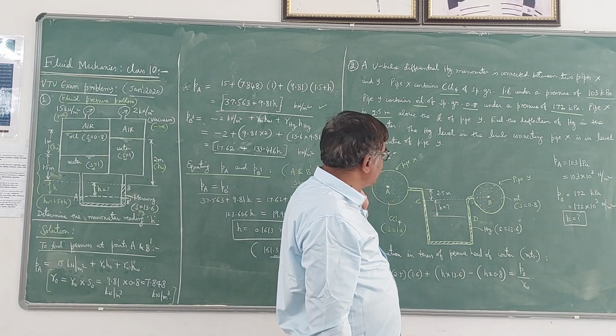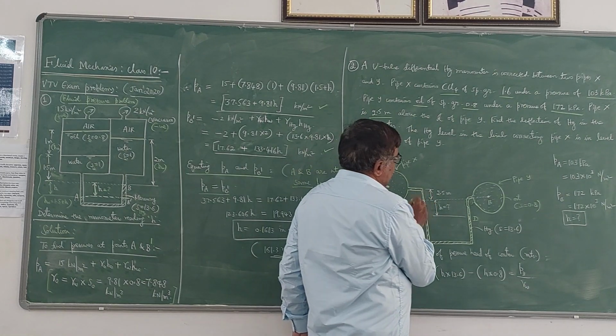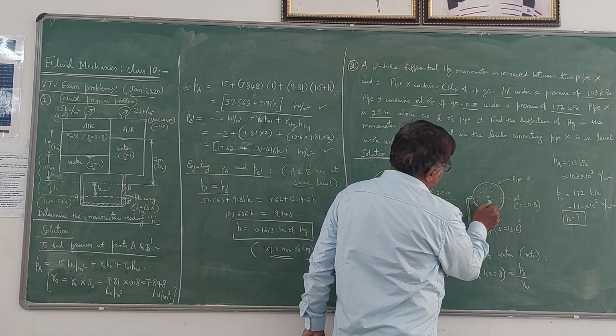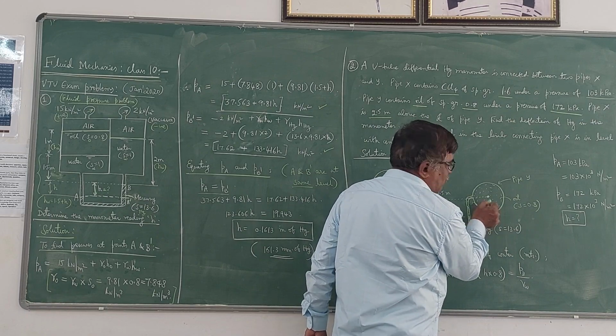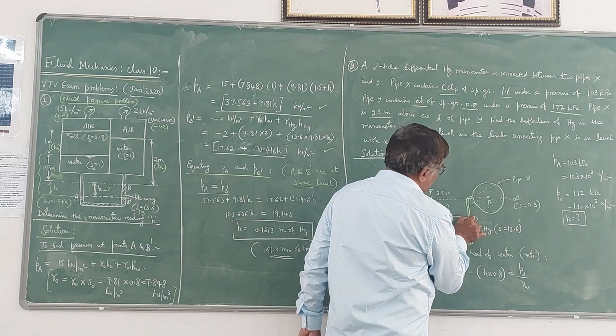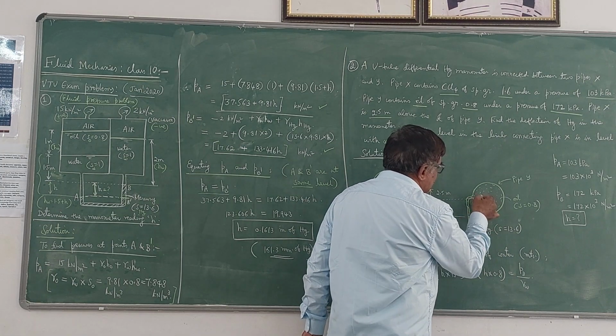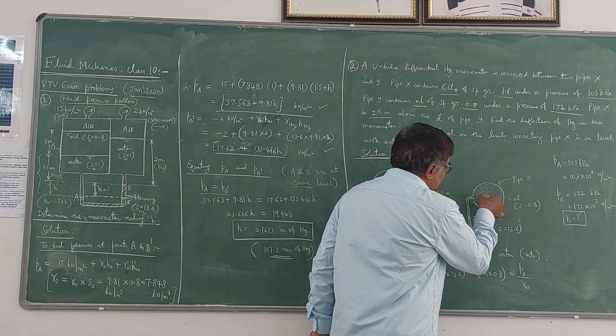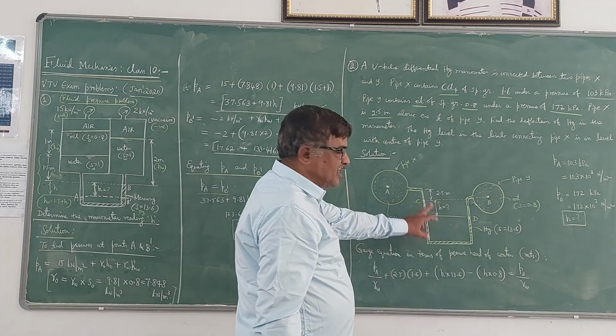Now the sketch is ready. So here you can see that since the pressure at B is more, we can take the mercury level lower at the limb which is connected to B. Now the unknown is h here.